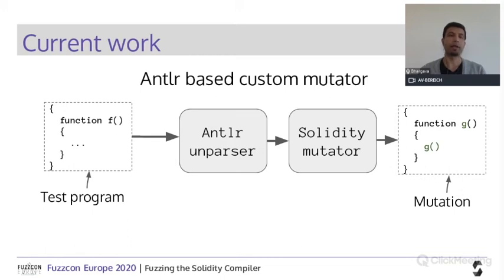To give some context, I mentioned that we are using libprotobuf to test Yul, which is an intermediate level representation of Solidity. But Solidity itself as a language is being tested randomly at the moment. So we want to move towards a more grammar-based approach than a random approach. So this concerns fuzzing of Solidity and not Yul that I previously mentioned.